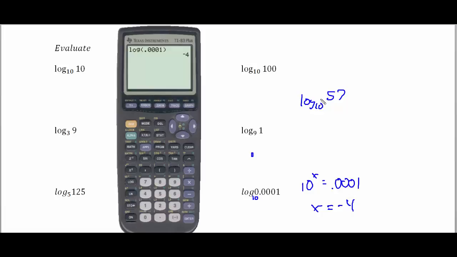But so far, I hope you found this information helpful in going back and forth from logarithms to exponential functions, and back again. Thank you for watching.